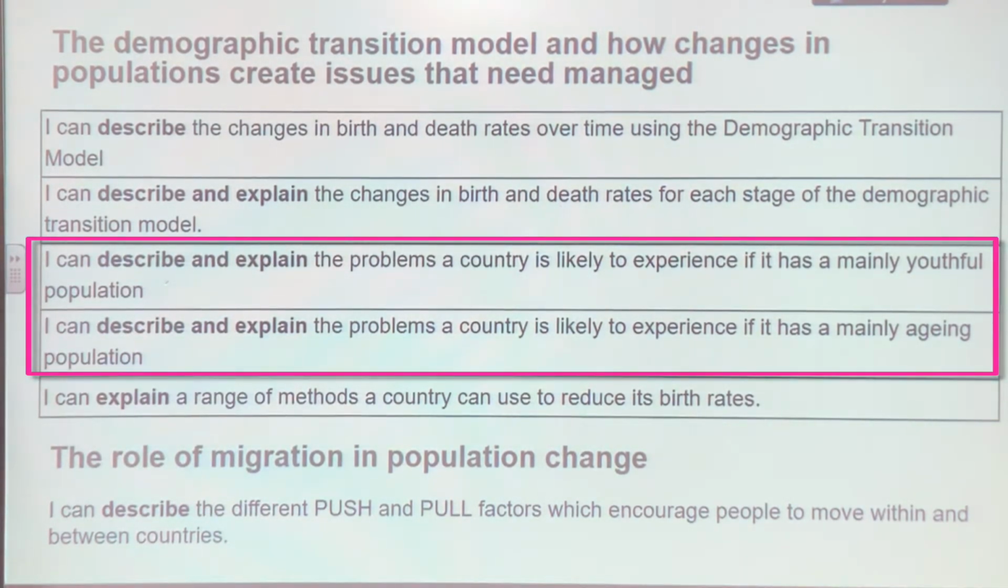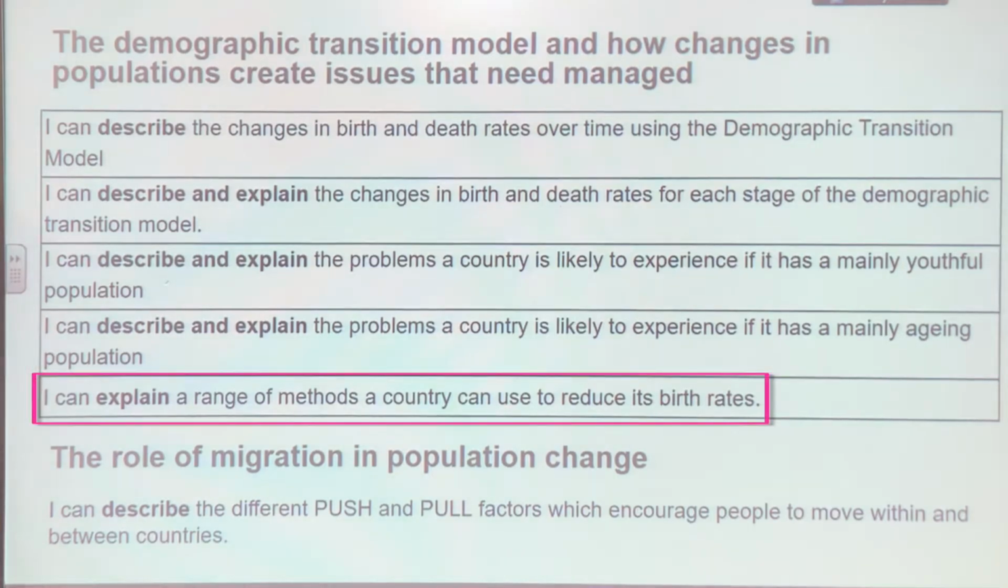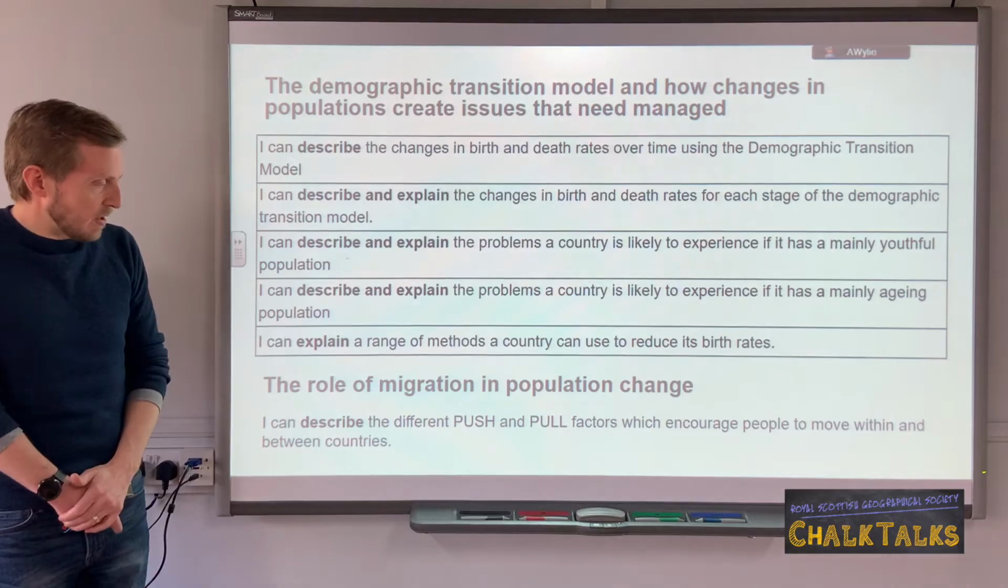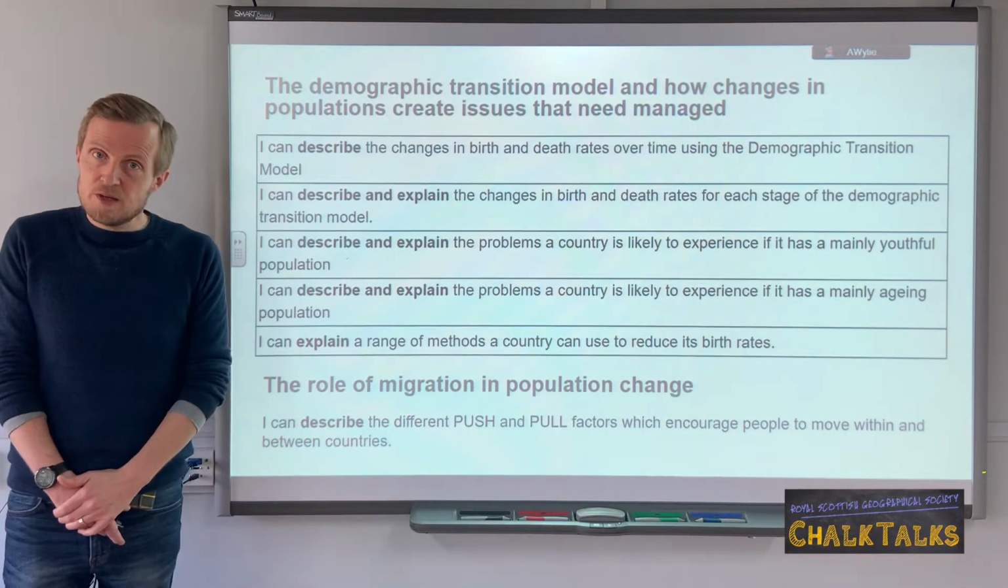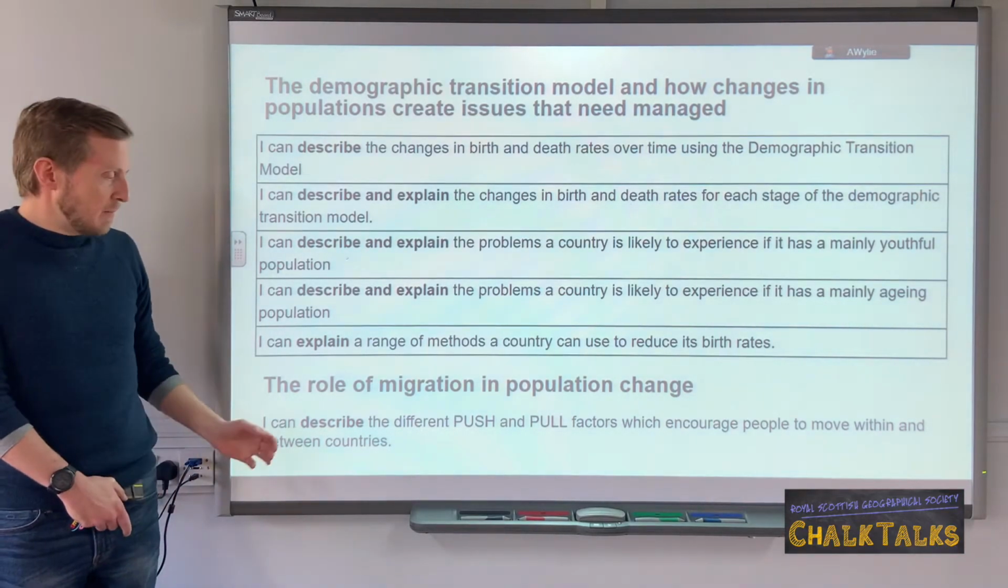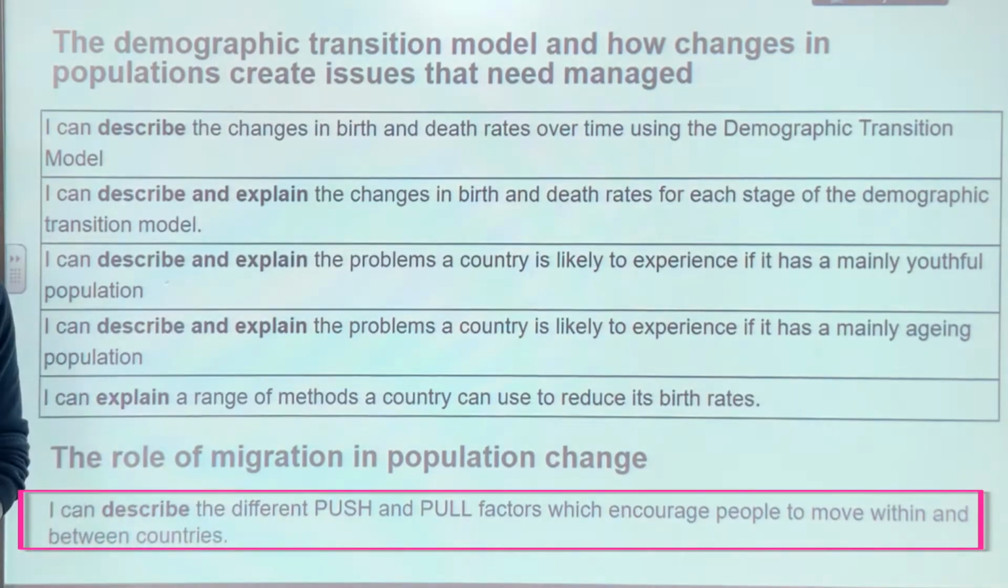In the second example, you're looking at the typical problems that Italy and Japan, and to an extent the United Kingdom, are starting to experience because it has many old people and, relatively speaking, fewer young people. The last one is that you can explain a range of methods that we are using and other regions are using around the world, like India and China, to help reduce birth rates. Final learning outcome here is linked to migration, which does influence a population of a country, and you might be asked to describe a number of push factors that force people away from a country, or pull factors that pull people towards a country.